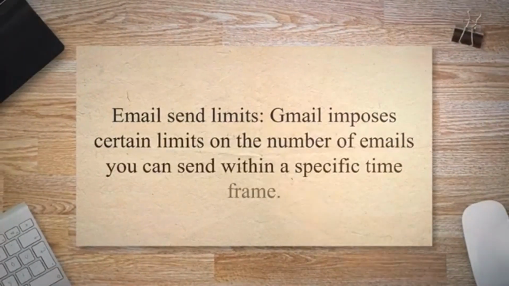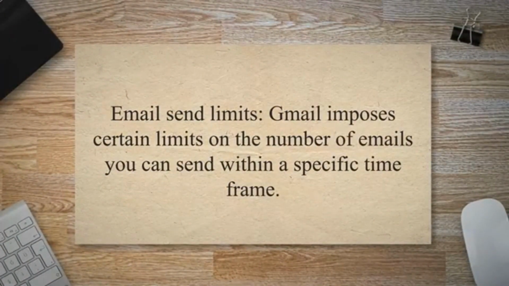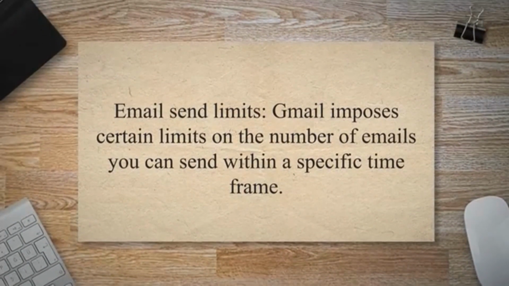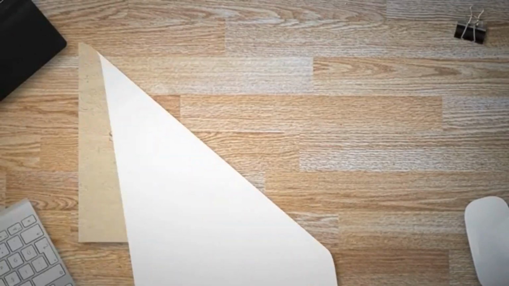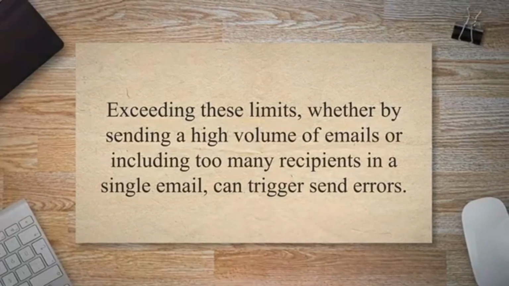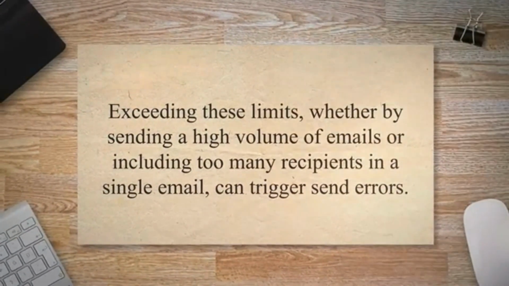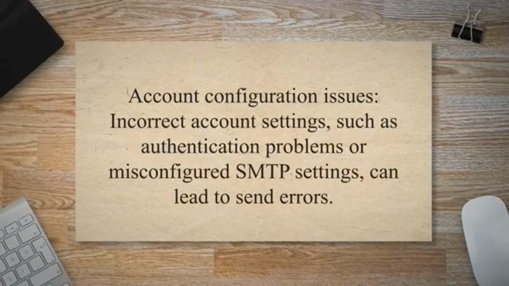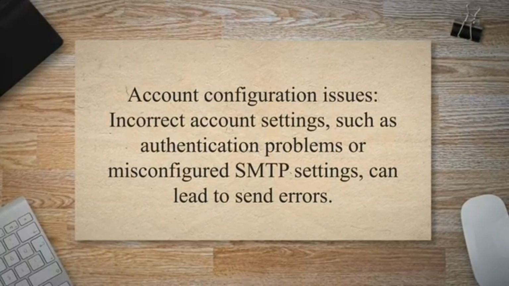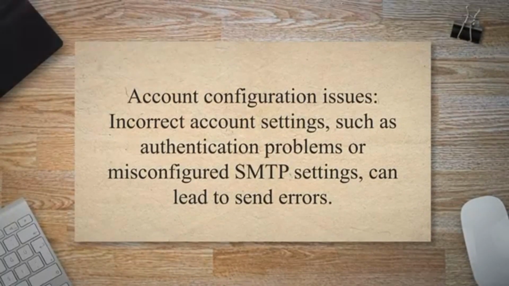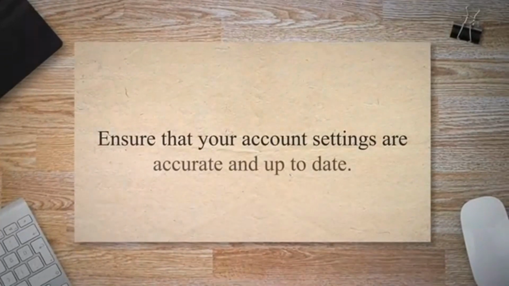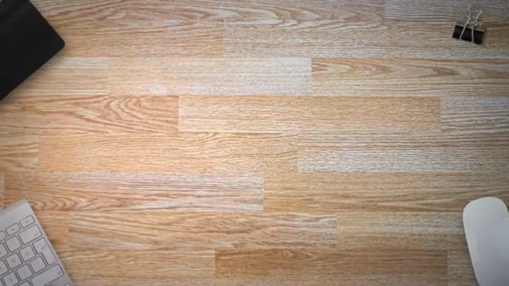Email send limits. Gmail imposes certain limits on the number of emails you can send within a specific time frame. Exceeding these limits, whether by sending a high volume of emails or including too many recipients in a single email, can trigger send errors. Account configuration issues. Incorrect account settings, such as authentication problems or misconfigured SMTP settings, can lead to send errors. Ensure that your account settings are accurate and up to date.